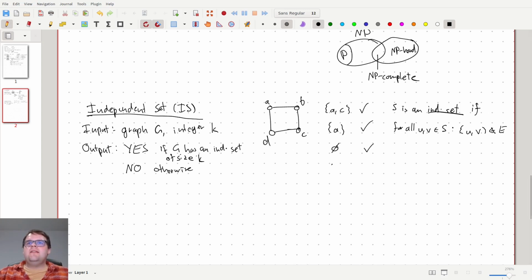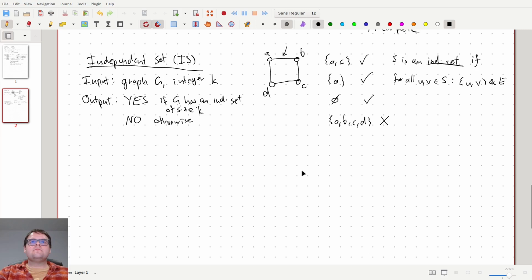And then if you look at a counterexample, if we say A, B, C, D, so that's a set of nodes, but between A and B there's an edge, this one right here, right? So this is not an independent set. So yeah, that's what an independent set is. So let's move on to the next one. That's going to be satisfiability.